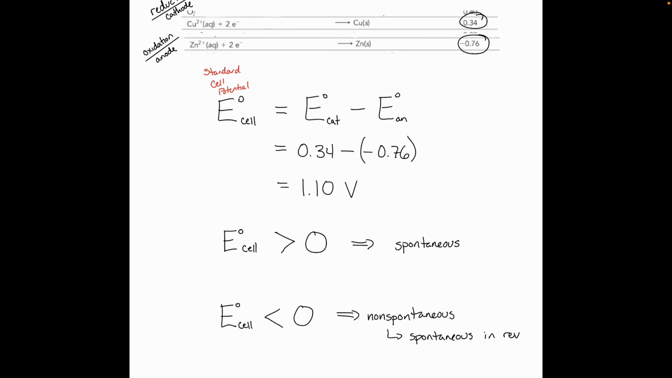Okay, and again, we said that these words, spontaneous, non-spontaneous, they remind us a lot of delta G, all right? And indeed, there is a relationship between our standard cell potential and the delta G of these reactions that are powering our battery. Okay, so what is that relationship? So remember, our standard cell potential is in units of volts. All right, and a volt is a joule per coulomb.